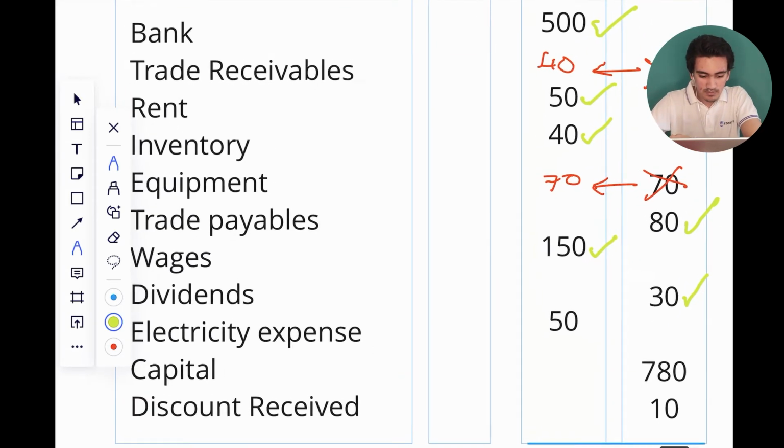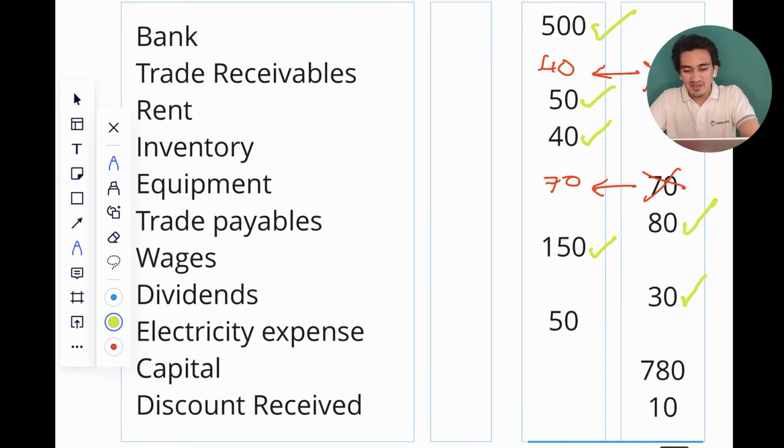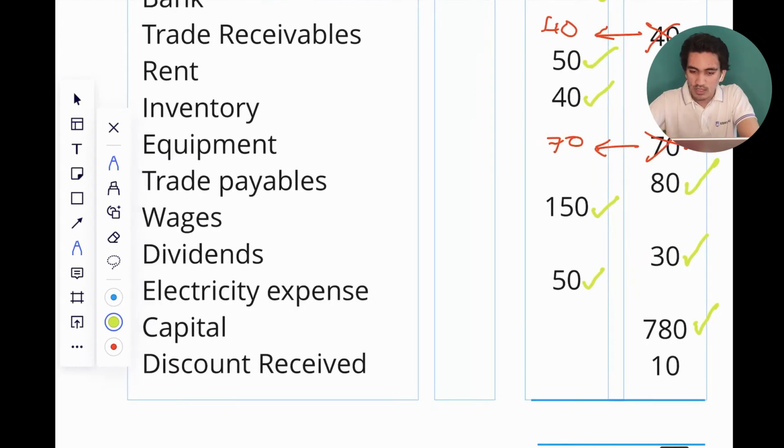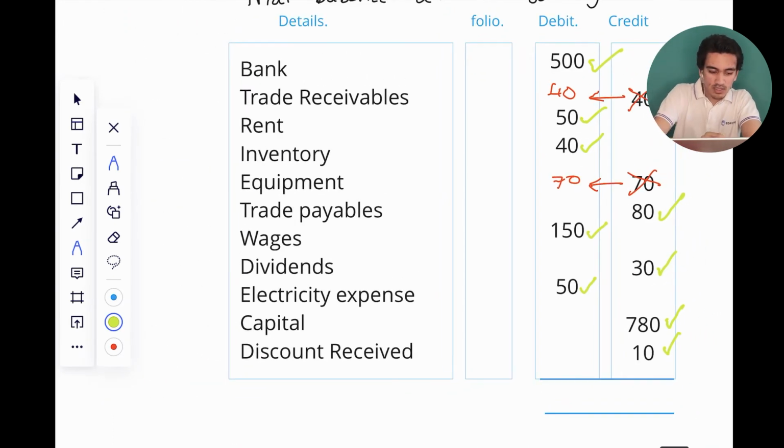Electricity expense is a type of expense, so it should be debited and it is on the debit side, thus it is correct. Capital should be credited, and discount received, which is also a form of income, should also be credited. That's why it's correct. So now with the corrections in our trial balance, let's add up all our values on the debit side and then add all our values on the credit side and see if our trial balance balances.